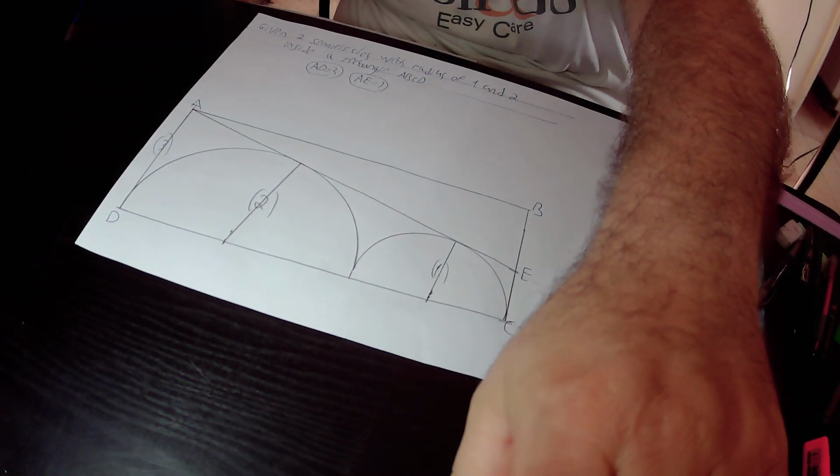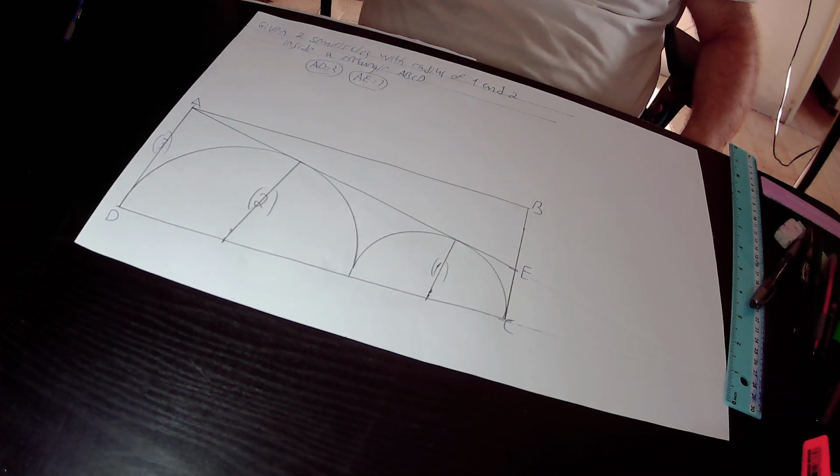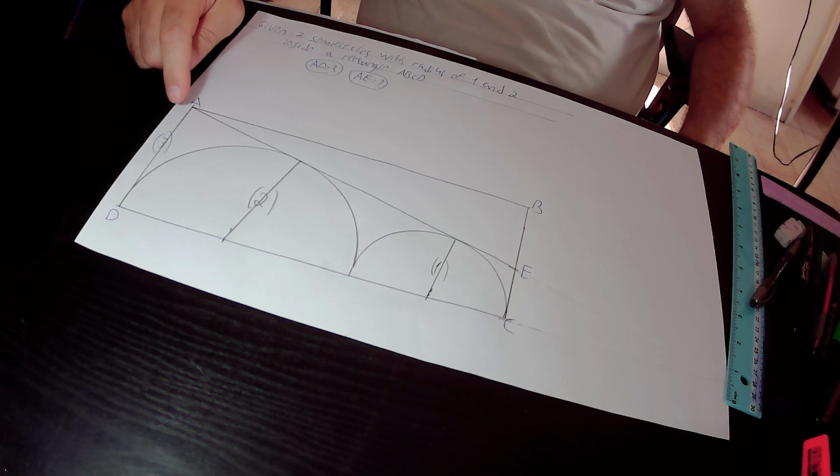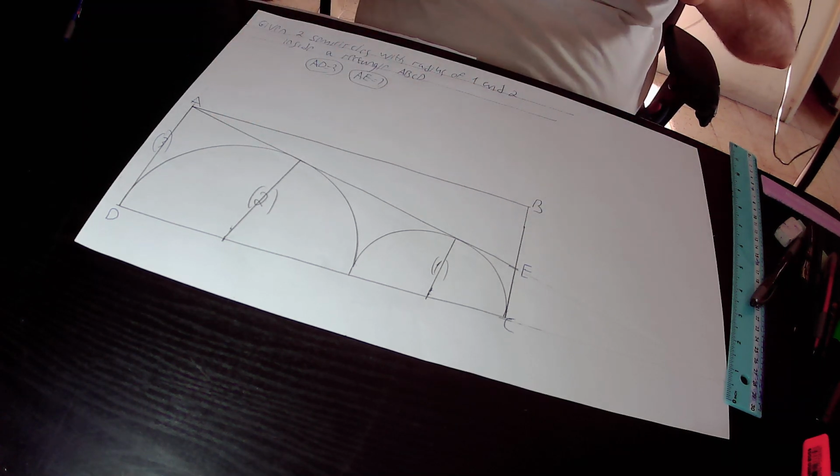Hello, in this lecture we will find out the length of line segment AE. In the drawing we have rectangle ABCD. We know that side AD of this rectangle equals 3 units in its length. In addition, inside this rectangle we have those two semicircles.